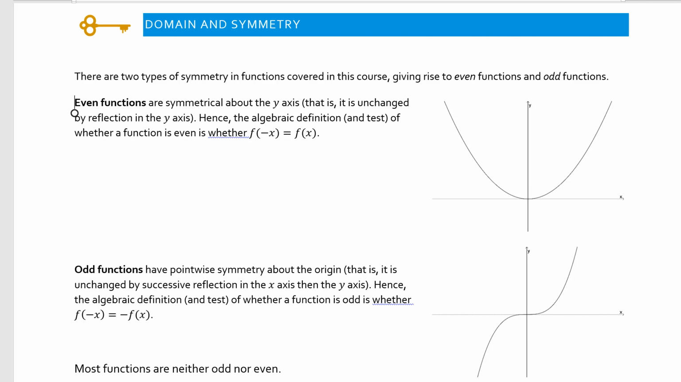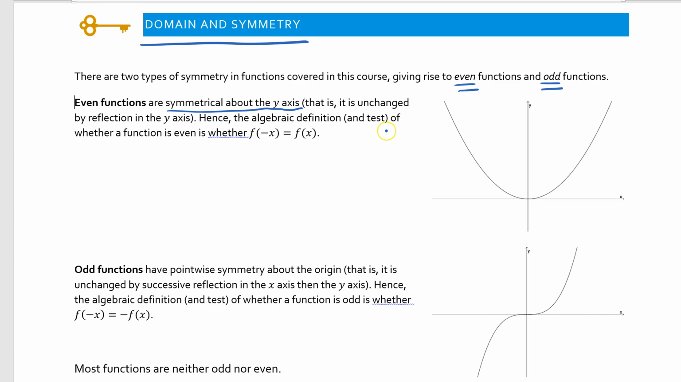Hello mathematicians, we're now going to have a look at the effects of symmetry in the domain. There are two types of symmetry that we look at in this course, and they are to do with even functions and odd functions. Even functions are those which are symmetrical about the y-axis. In other words, they're unchanged by reflection in the y-axis.